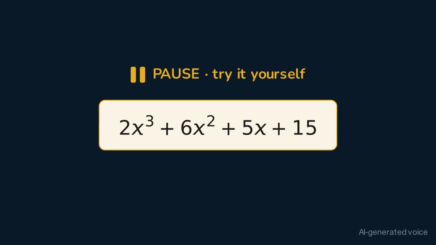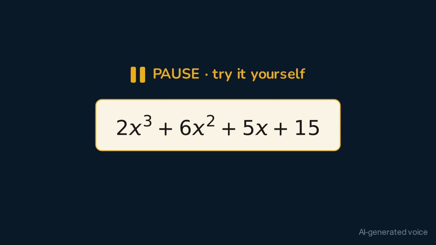Your turn. Factor by grouping 2x cubed plus 6x squared plus 5x plus 15. Mind the binomials. Both groups must give you the same one. Take a few seconds.